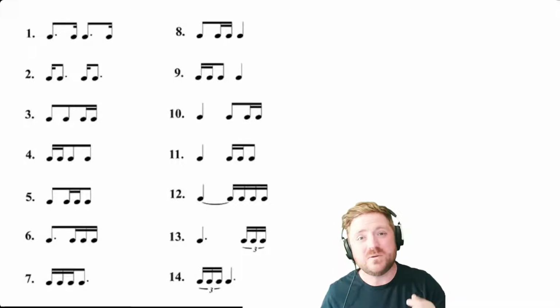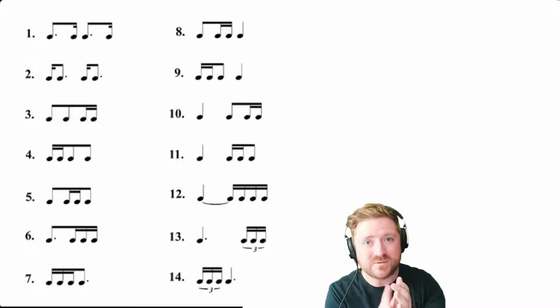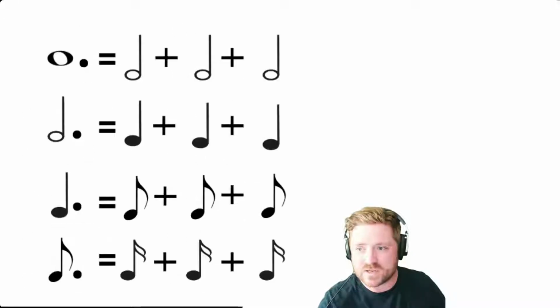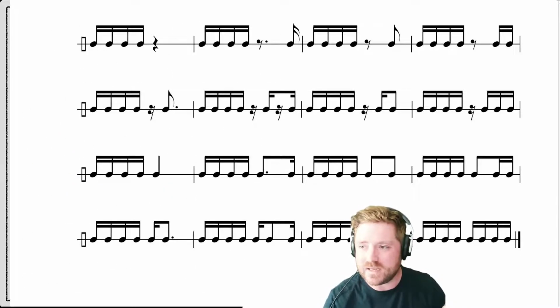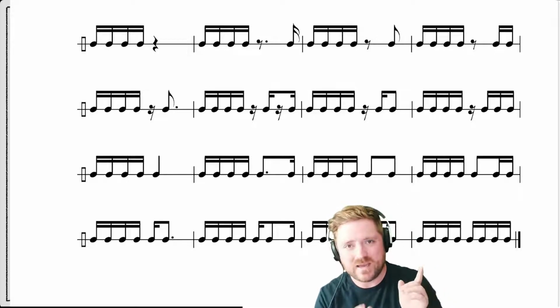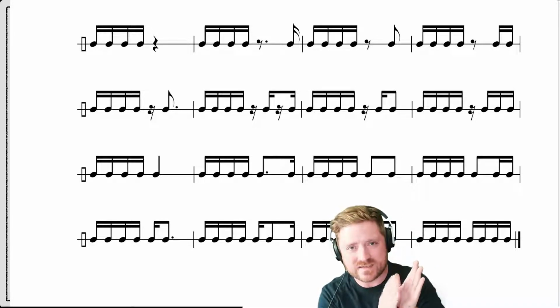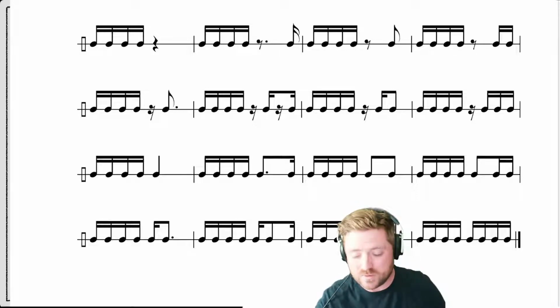1 and a 2 and a 1 and a 2 and a 1 and a 2. Just like that previous slide, if I just go back to it, this one here. You can see all there what we call the semiquavers.